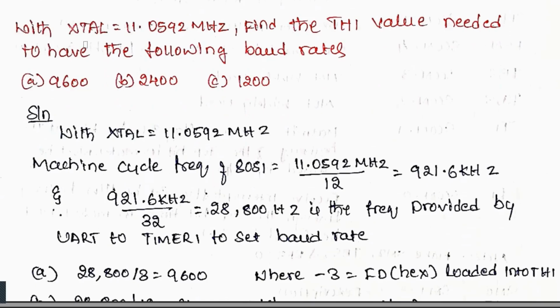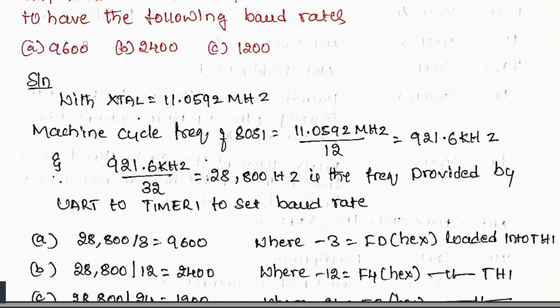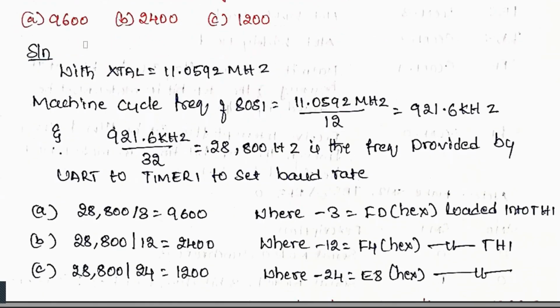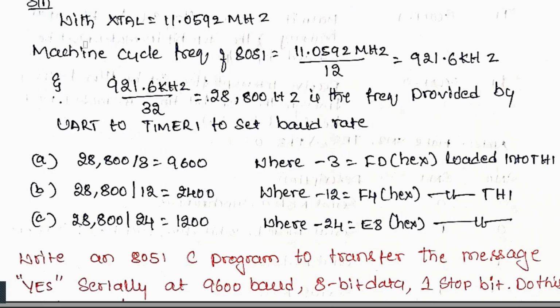The TH1 value that is needed for the baud rates we have to find out. So XTAL must first be divided by 12. After dividing it by 12, divide that by 32. So here we get 28,800 Hertz, the frequency that the UART provides to timer 1 to set the baud rate. That is 28,800 divided by 3, that is 9600, so minus 3 is equal to FD hexadecimal, which is loaded into TH1. Similarly, divide by 12 and divide by 24.